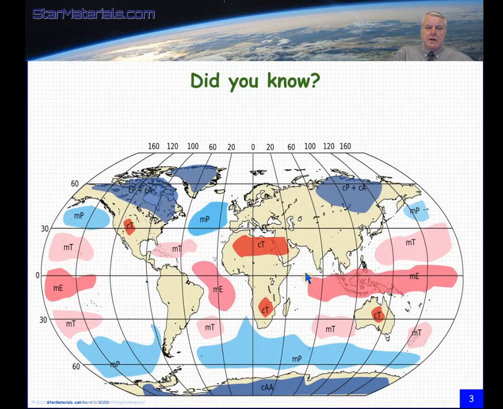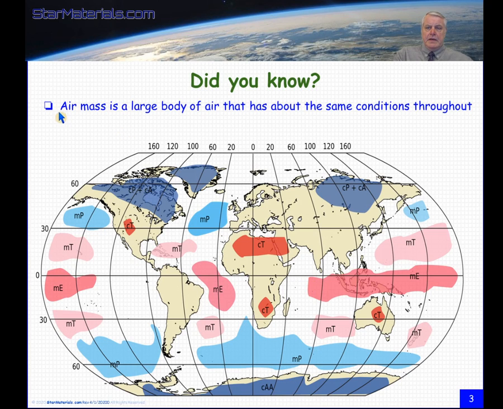Okay, we got a lot going on here. Did you know an air mass is a large body of air that has about the same conditions throughout? And we do that so that we can see and talk about general things regarding these air masses. You can see that there are some similarities over where they are and if they're over water or over land. So an air mass is a large body of air that has about the same conditions throughout.